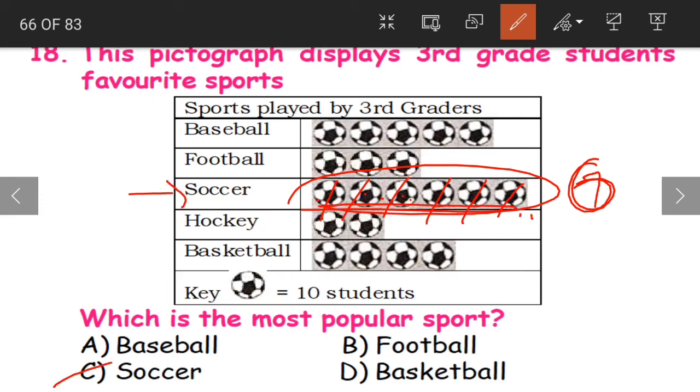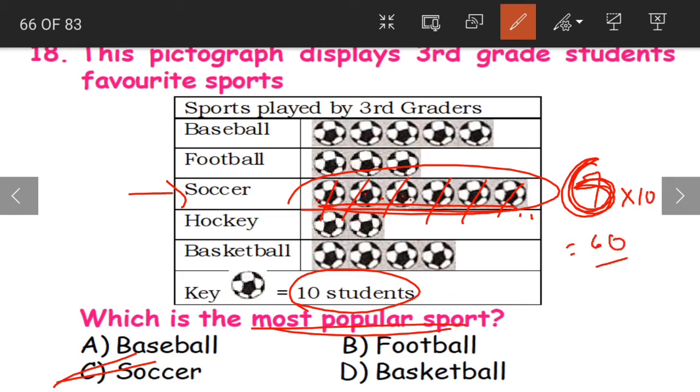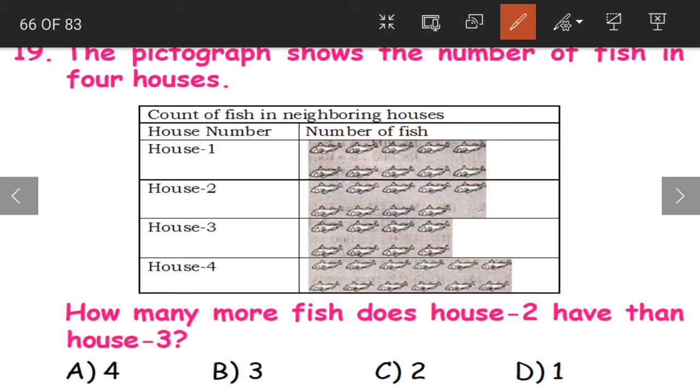That means option C, soccer, is the most popular sport, and it is played by how many students? We are having 6 balls, and each ball is equal to 10 students. So 6 into 10 is equal to 60 students. Soccer is the most popular sport, and 60 students play soccer.